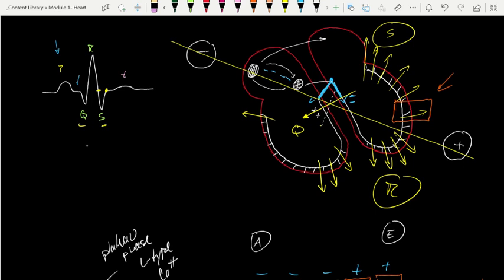Then there's a delay, and then we see ventricular repolarization with a T wave. The reason the T wave is a positive deflection is because the direction of depolarization is actually the opposite of the direction of repolarization. And hopefully that gives you a good idea now of what the basis for the EKG is.